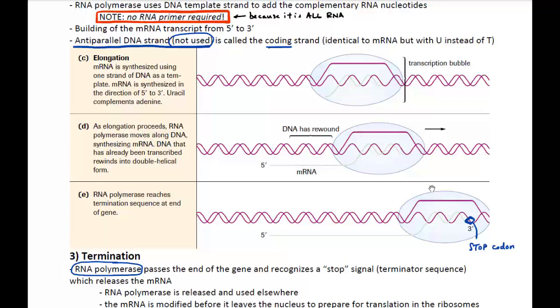Okay? Eventually, your RNA polymerase is going to reach a codon that doesn't really code for anything. And when it reaches a termination sequence there, it knows to fall off. It knows that it's the end of the gene. And then the RNA polymerase will fall away, the DNA will be rewound, and this mRNA will now be free to translocate out of the nucleus into the cytoplasm where the ribosomes are.